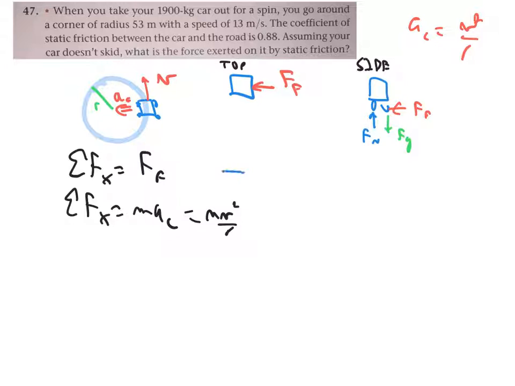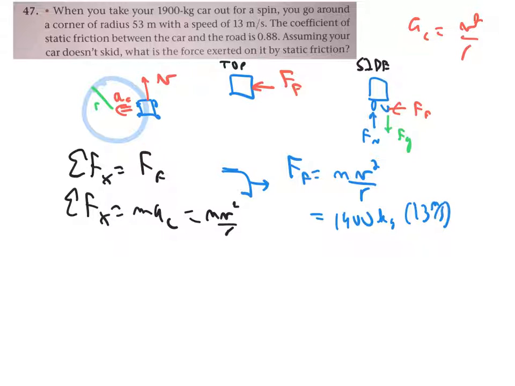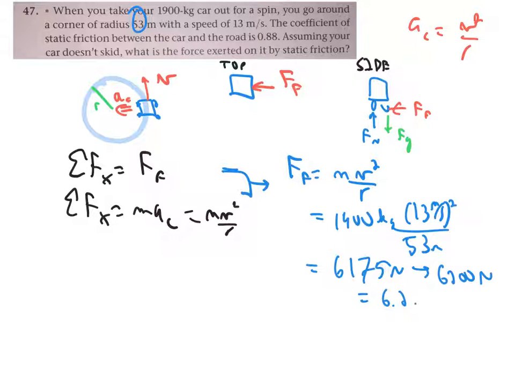So we see pretty logically that these two things become equal: the frictional force is mv squared over r, which is 1900 kilograms times 13 meters per second quantity squared over 53 meters, and we get 6175 newtons, which based on our 2 digits of accuracy is really 6200 newtons, which Walker, I'm sure, reads as 6.2 kilonewtons.